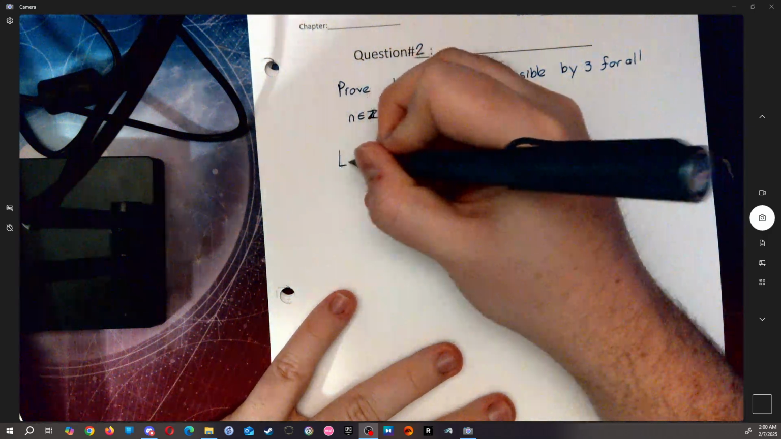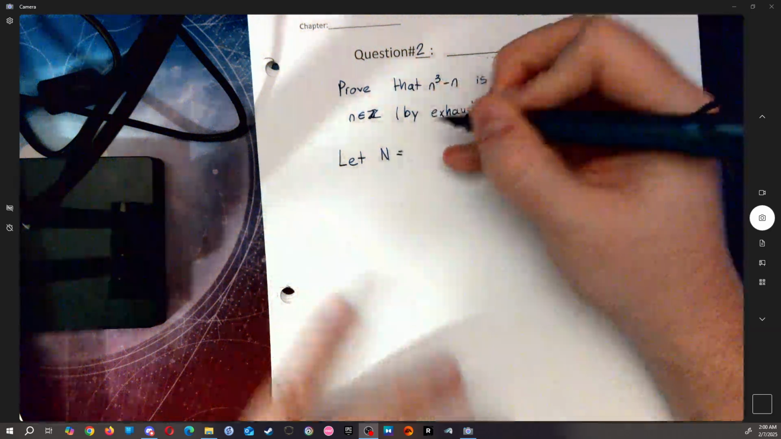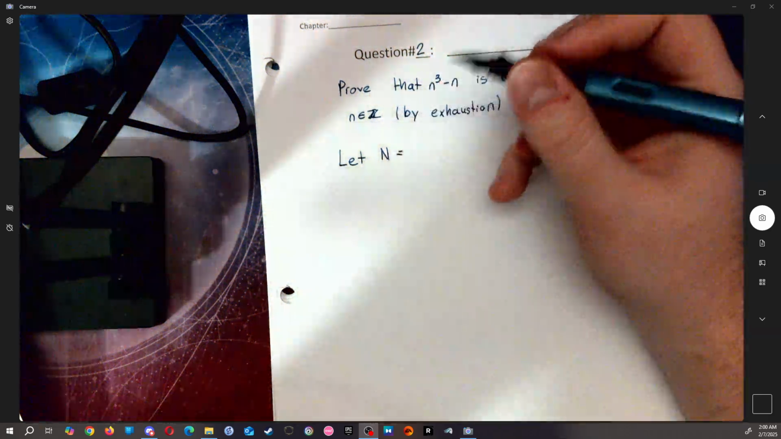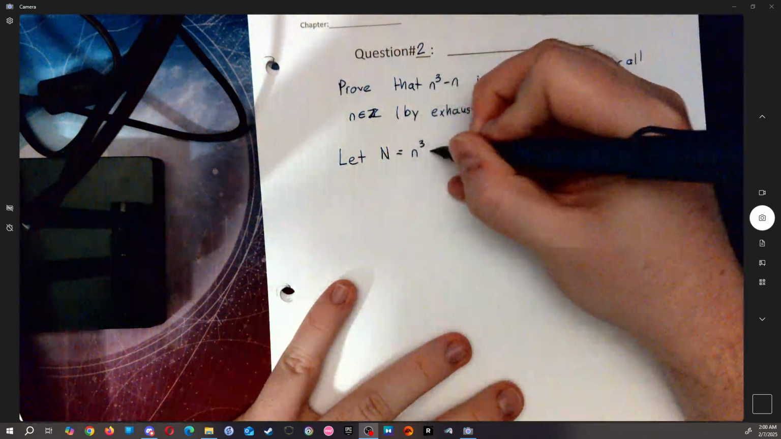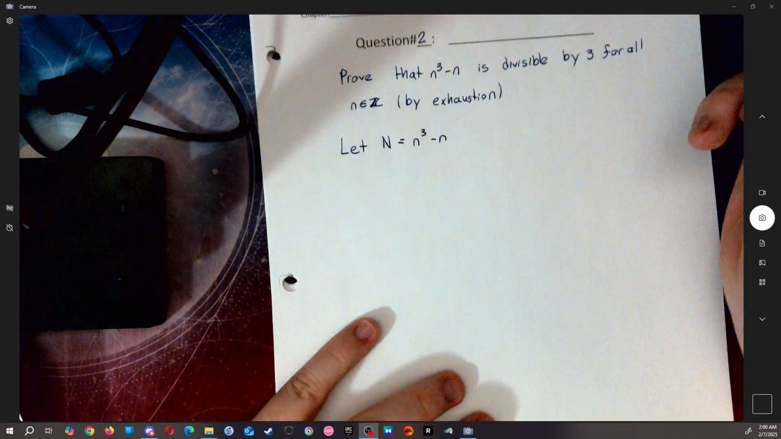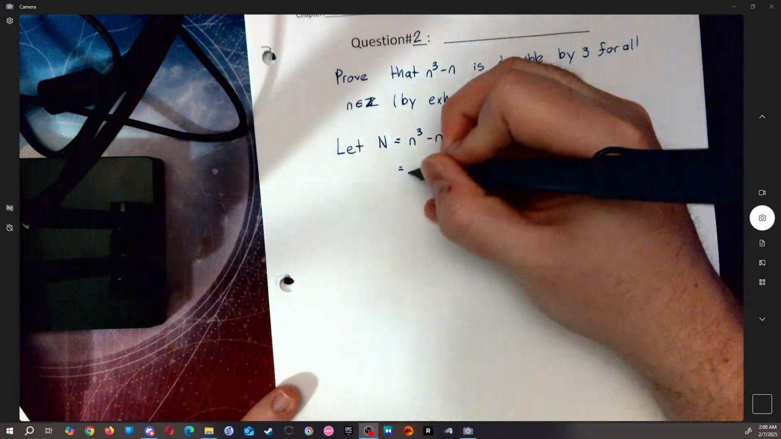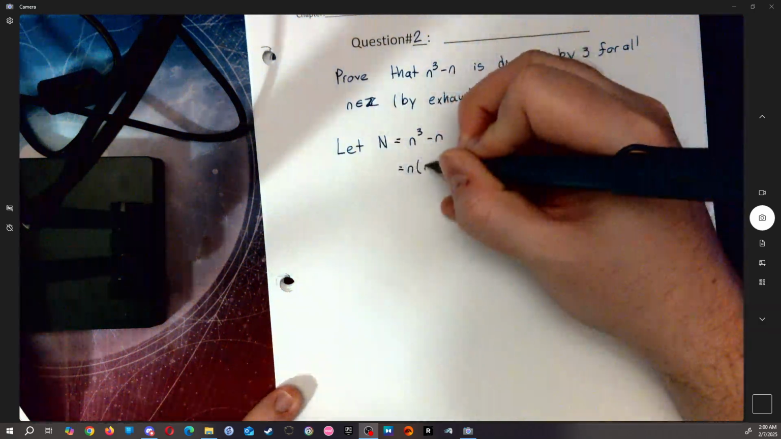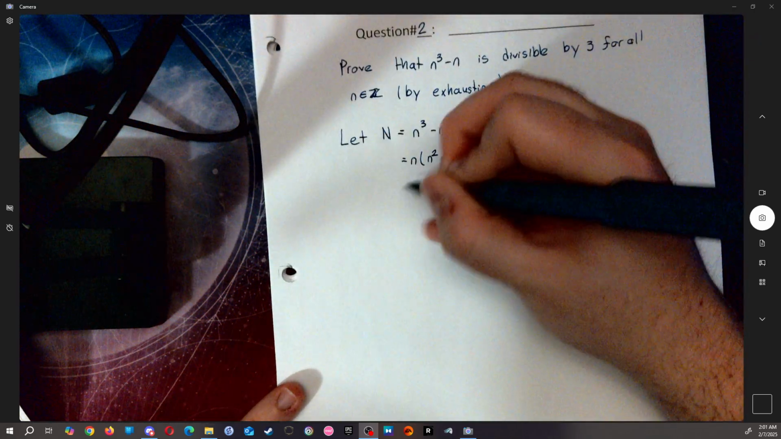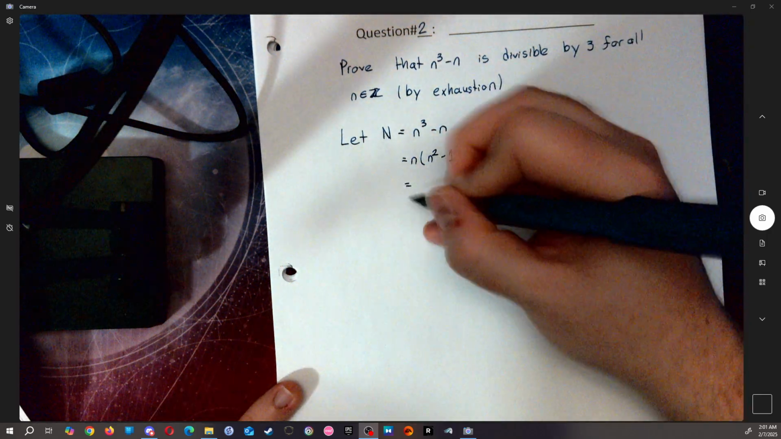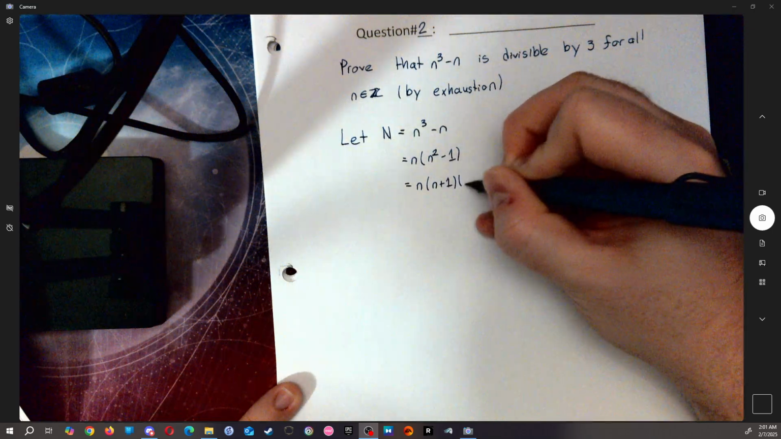So now we're going to let N be equal to our expression here. So N, big capital letter N, is going to be our entire expression. So I've got n cubed minus n. And now what I'm going to do in this case is to factor. So here I'm left with n because they both have n in common, and I'm left with n squared minus 1. And I can take this one step further, and this is transparently a difference of squares, so I just get n plus 1, n minus 1.